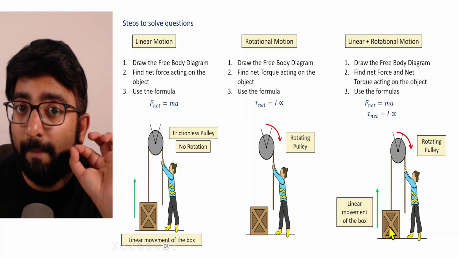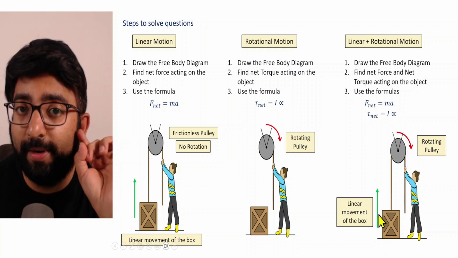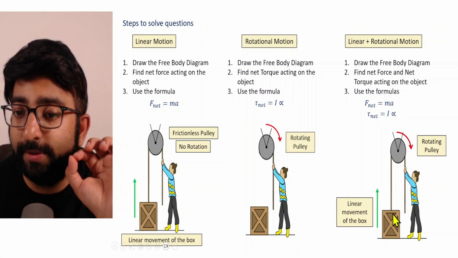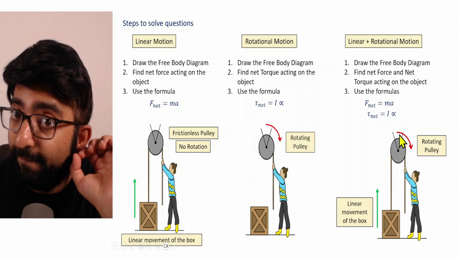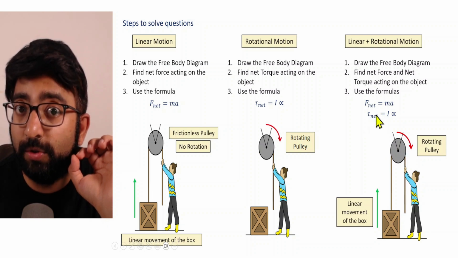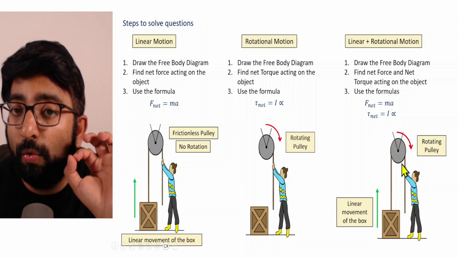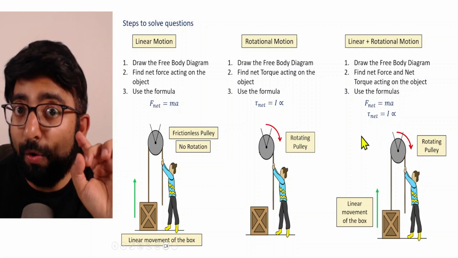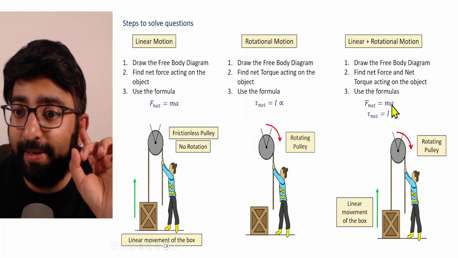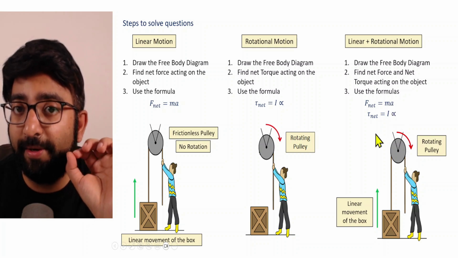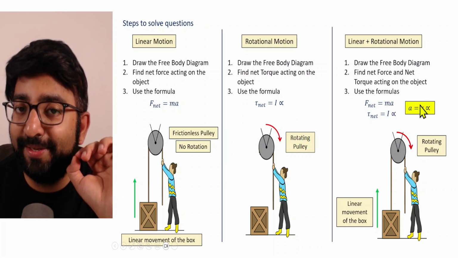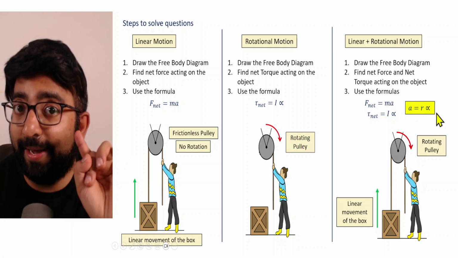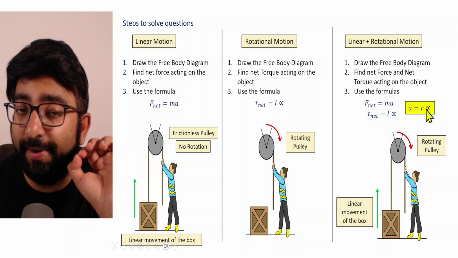So in this figure, the box is having the linear movement. So we are going to apply F net is equal to ma only for the box. On the other hand, it is the pulley which is rotating. So we are going to use torque net is equal to I alpha only for the pulley. Now these two formulas are to be used along with a formula which connects linear acceleration with angular acceleration. And the formula is this: a is equal to R alpha. a is the linear acceleration, alpha is the angular acceleration, R is the radius.